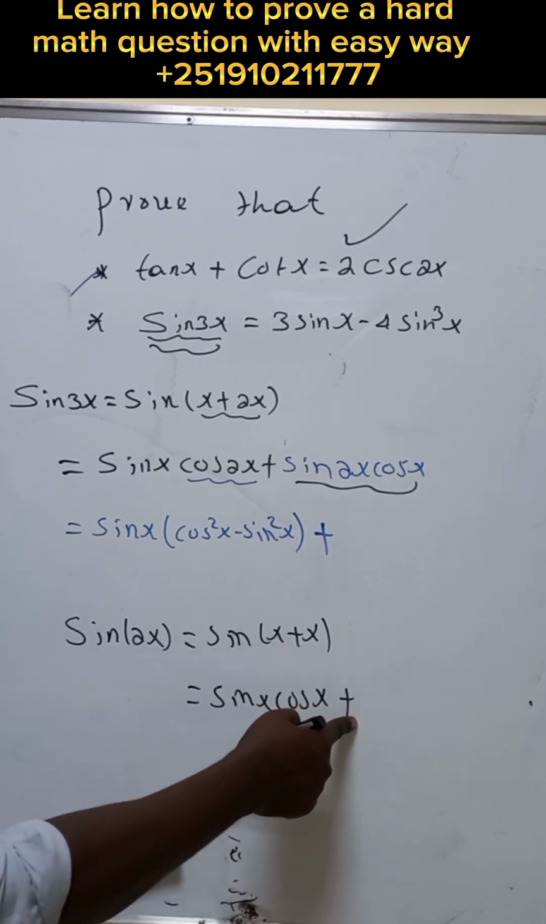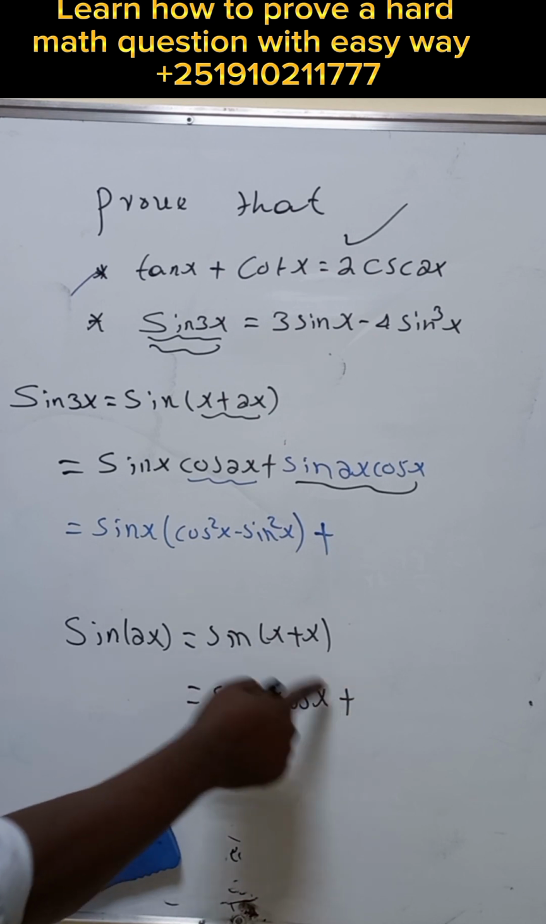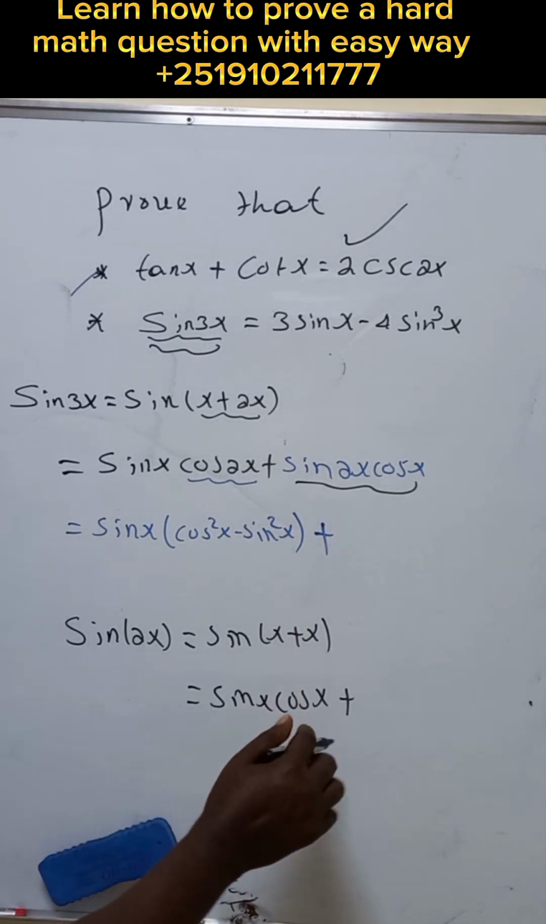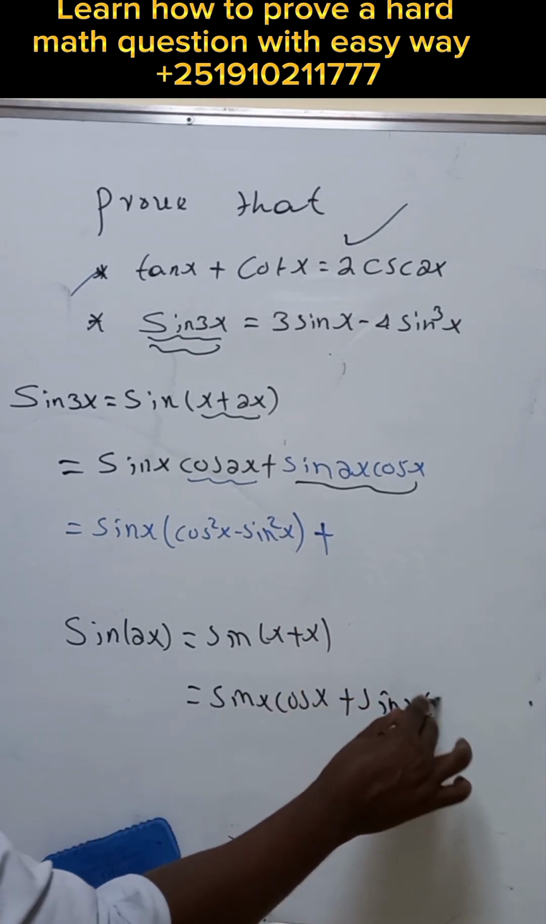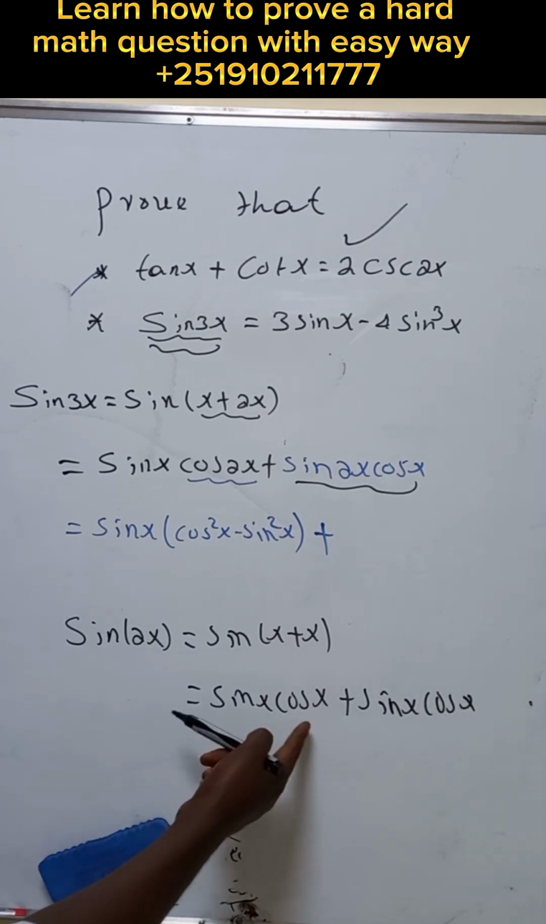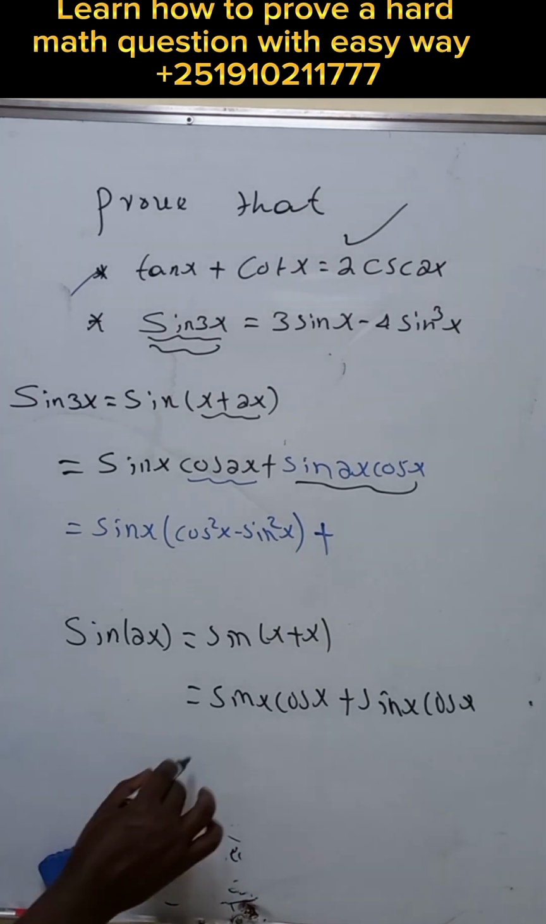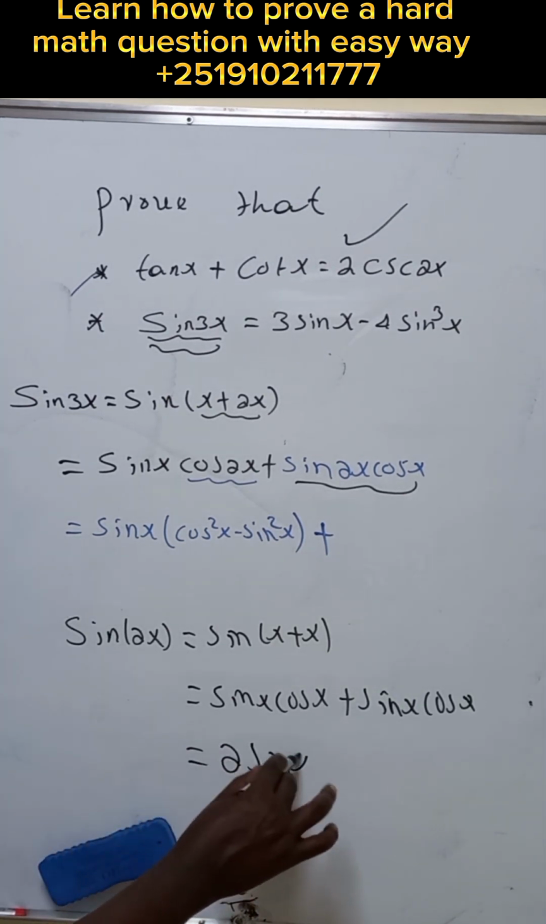Plus. If it is plus, it will be plus. If it is minus, it is minus. In the case of sine, this sign will never be changed, is that? But if it is cosine, you have to take always the opposite sign of this one, is that? So that is given by sine x cos x. And then sine x cos x and sine x cos x mean it is like a plus a, which is 2a, is that? So this is given by 2 sine x cos x, is that?